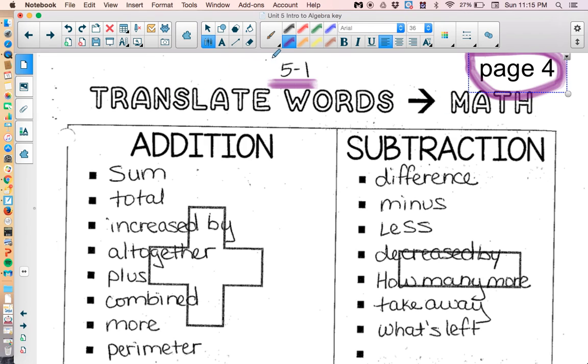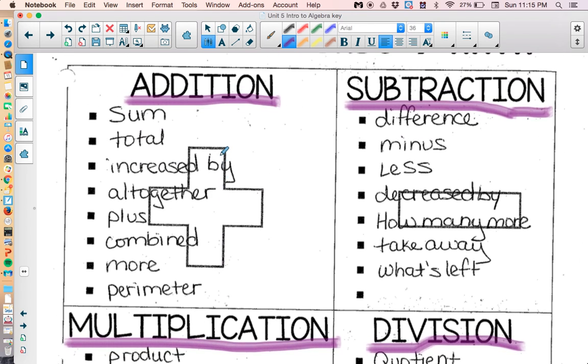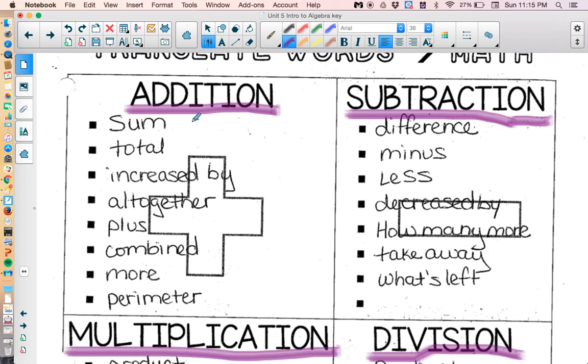So now this is 5-1. We did an activity like this in class. So if you recall, we did a little carousel where you had to come up with all the words that meant addition, all the words that meant subtraction, all the words that meant multiplication, and all the words that meant division. So I came up with some of the ones that you came up with and more. So please go ahead and copy these down. For addition, we've got sum, total, increased by, altogether, plus, combined, more, and perimeter. This is a really important one.